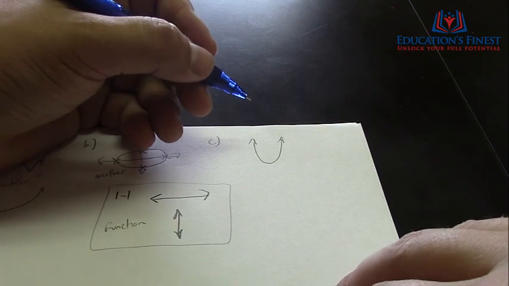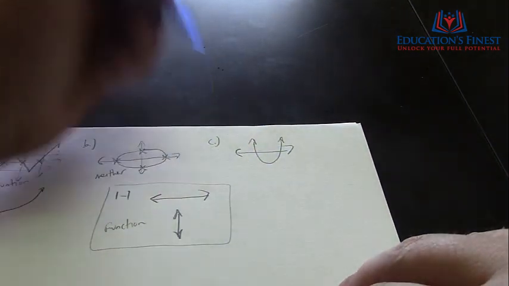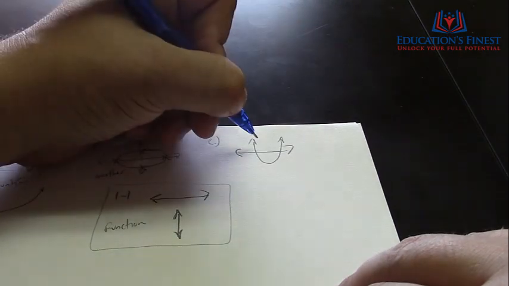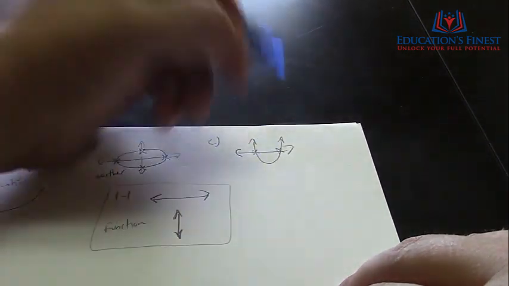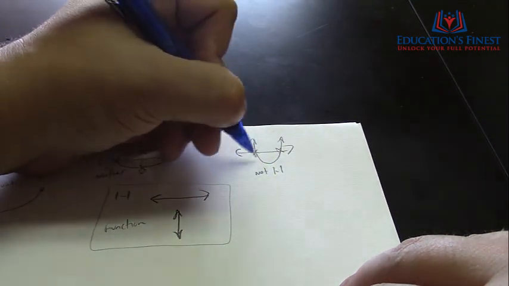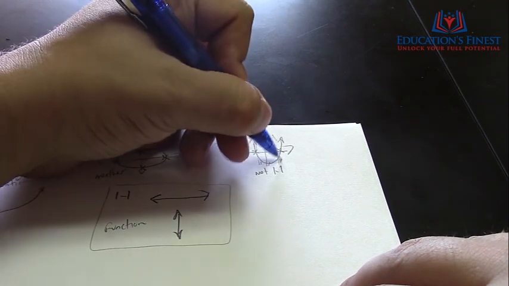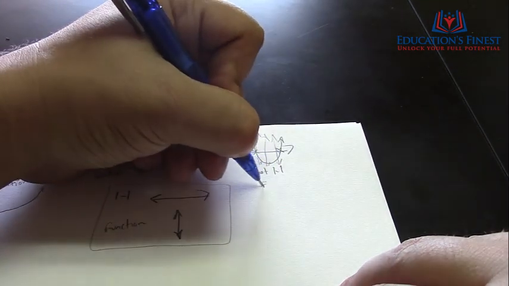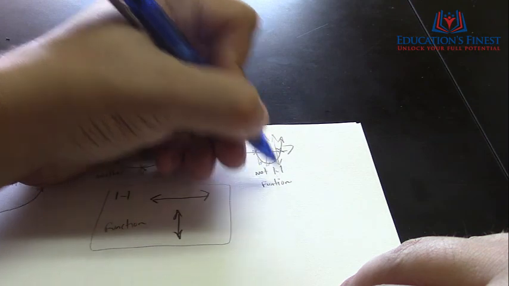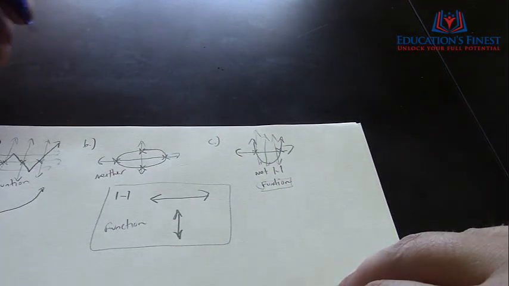Okay? C. Well, you tell me, is this guy 1 to 1? It's not, because it gets hit twice. So not 1 to 1, but if you have lines going up and down, it never hits more than once. So it is a function, just not a 1 to 1 function.